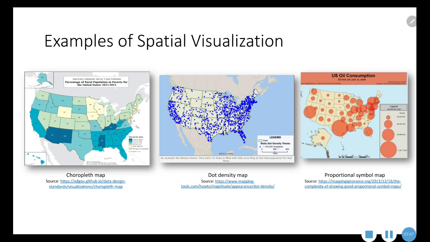And the third one is the proportional symbol map. So we use a symbol, for example a circle, to represent the density of information for a certain region. For spatial visualization, because it represents geographic information, we need a map to represent where the data is located. It doesn't matter whether you use color shades to represent a region, or dots, or a symbol map. They are all the same thing.